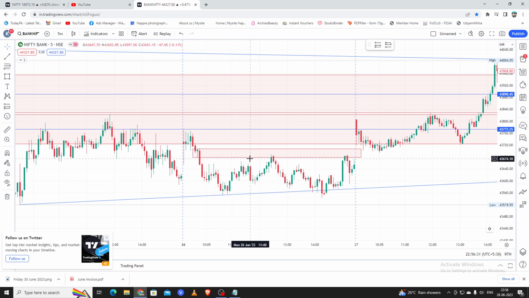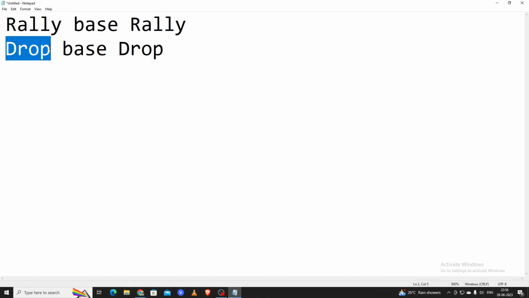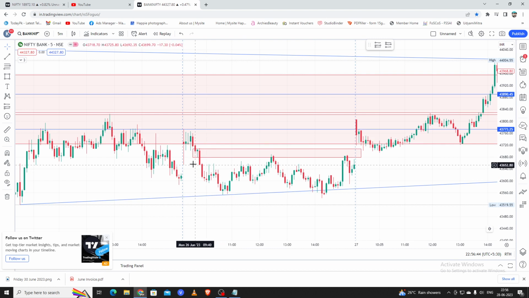We missed the trade, but we will see if support is taken and there is a retracement. When there is a retracement, we will see if the candles are touching this green candle, which is the base. I'm talking about drop base drop. What happened here: it came down, retraced, exactly touched this candle and came down. Again it took support, went back, touched this level and gave two red candles. This is how it works.